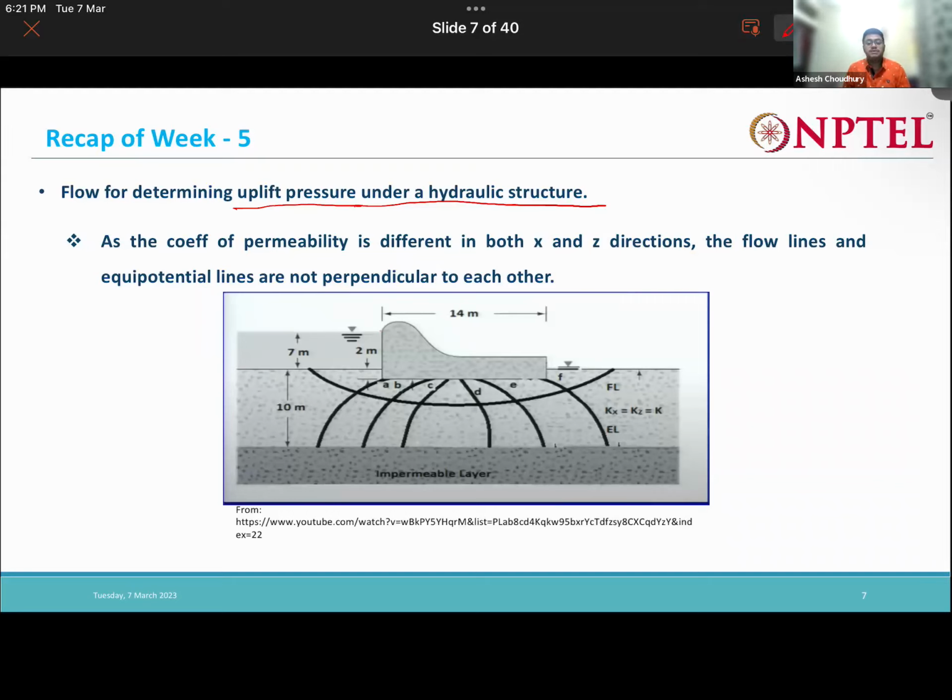If the uplift force is too high, the hydraulic structure may fail. If the uplift pressure is too high, it can shift the hydraulic structure. Also, one more thing that can happen is that there can be excessive heave at the end points here. It means the soil can come out and form a dune-like structure. It can heave, and that is also unfavorable.